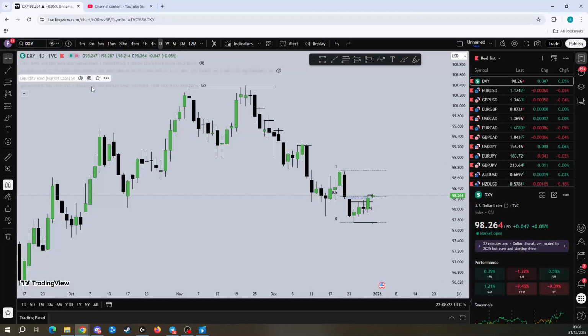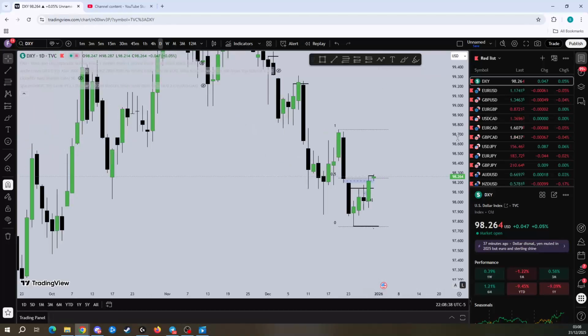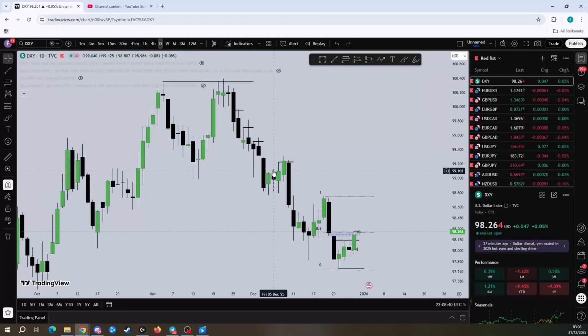All right, so I'm gonna quickly go over a trade that I took on EU. I took a partial loss, so we'll quickly go over the trade. So if you look on DXY, we're clearly in a daily market maker sell model.